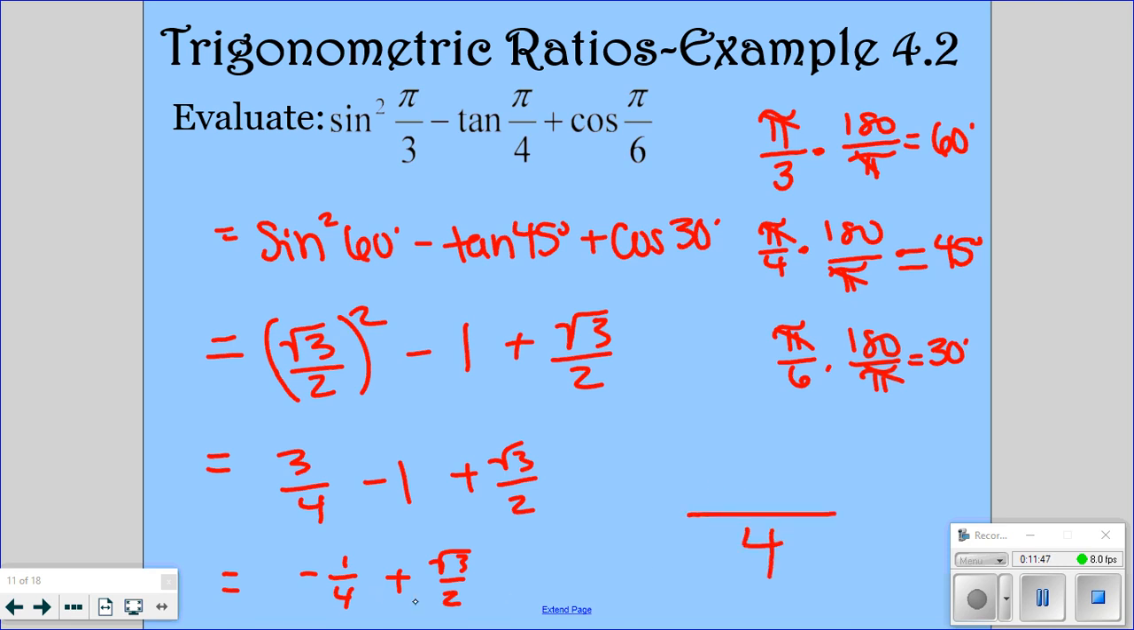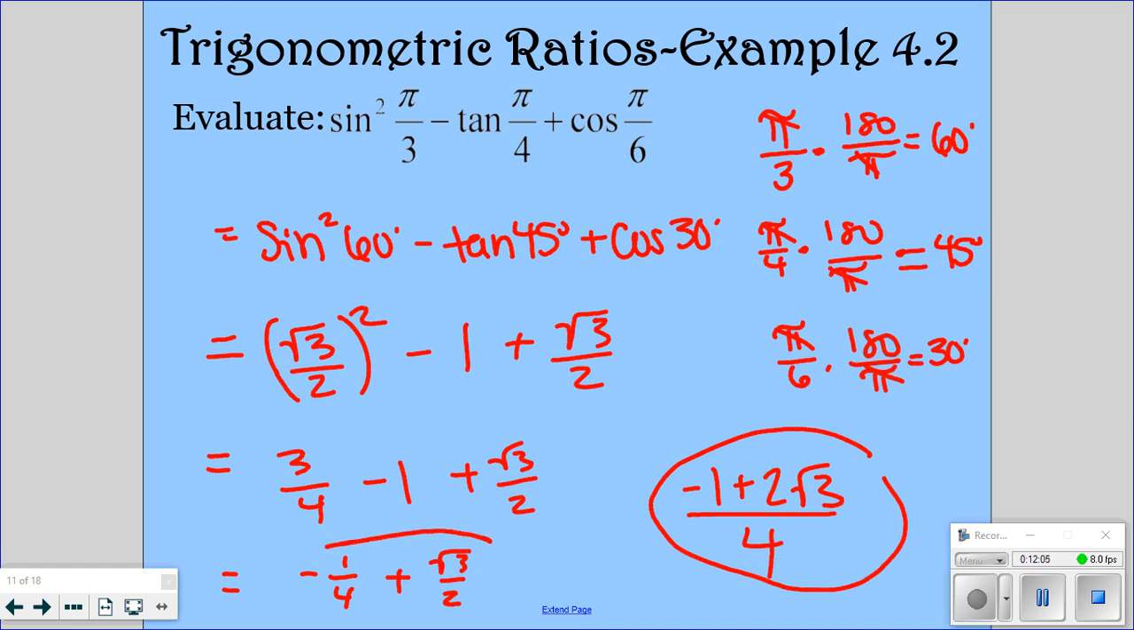I'm going to make a common denominator of a 4. So I'm going to have negative 1, and then this term has to get multiplied by a 2. So plus 2 square roots of 3. And so that's what the book puts for their answer. I would prefer it, but if you want to put that, it is acceptable as well.